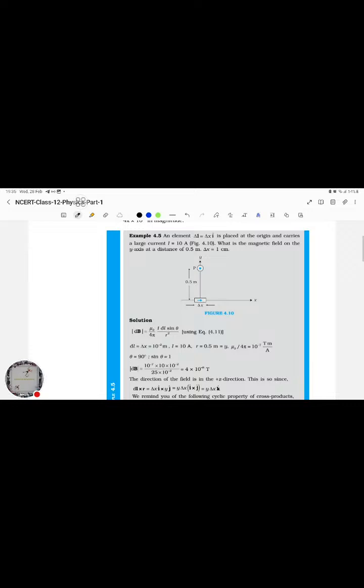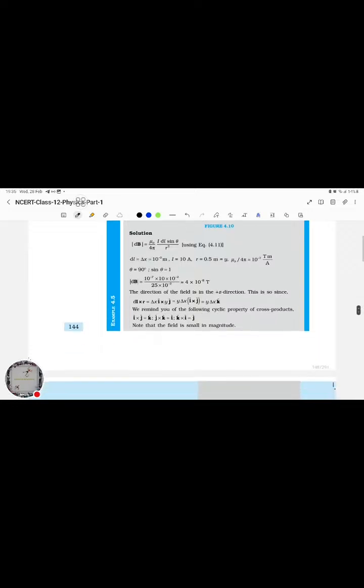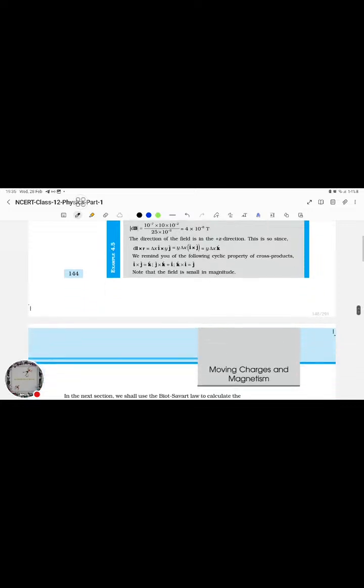Why is it so? Basically, we have to calculate it with respect to the cross product. When I'm calculating dl bar cross r bar, dl bar is along positive i, and r bar is along positive j, which means that I will have a positive z. So positive i cap cross positive j cap will give me a positive k cap. We remind you of the cyclic property of the cross products: i cross j is equal to k, j cross k is equal to i, and k cross i is equal to j.